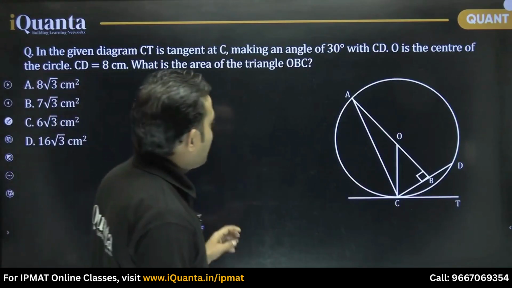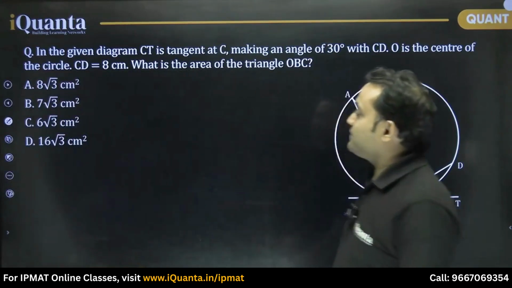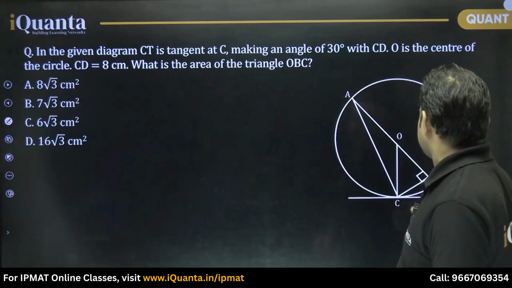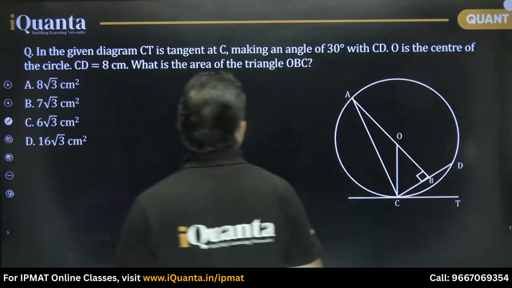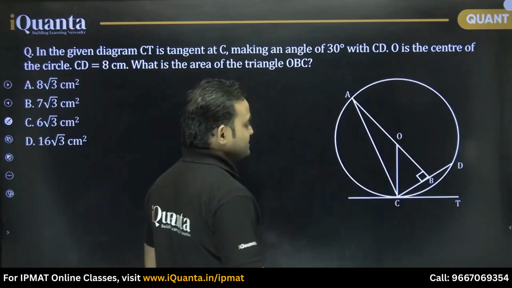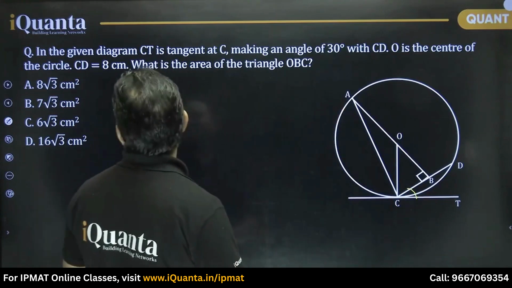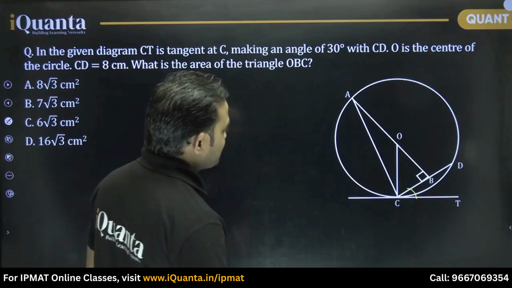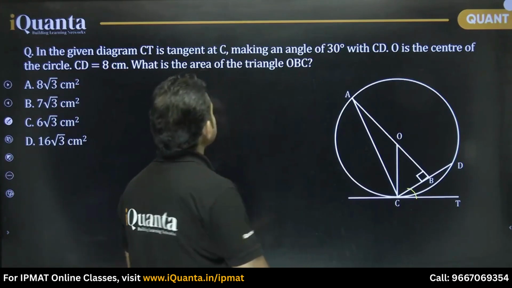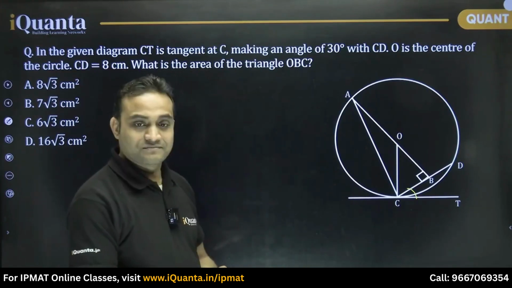Now another amazing question. It says in the given diagram CT is the tangent at C, making an angle of 30 degrees with CD. This angle is 30 degrees. O is the center of the circle, CD is equal to 8. What is the area of the triangle OBC?